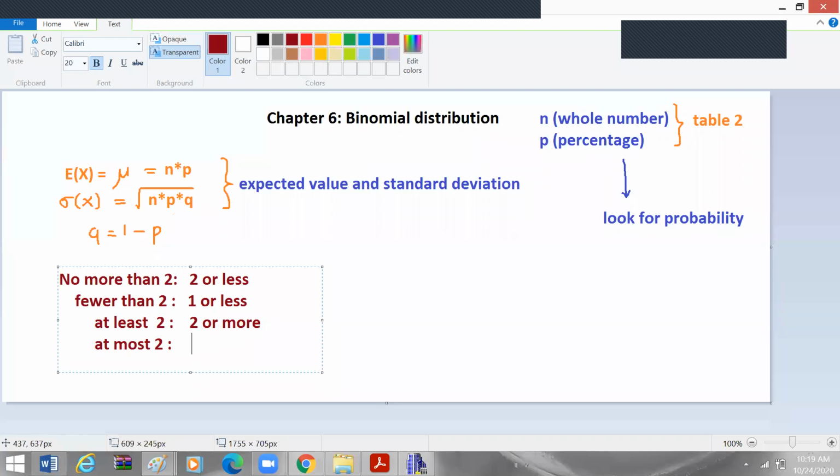But you have to think of it like at most means the maximum number is 2, right? Do we count 2 in this case? The answer is yes, correct. So that'd be 2 or less. That would be the same thing as no more than 2. Are we good? And what else?